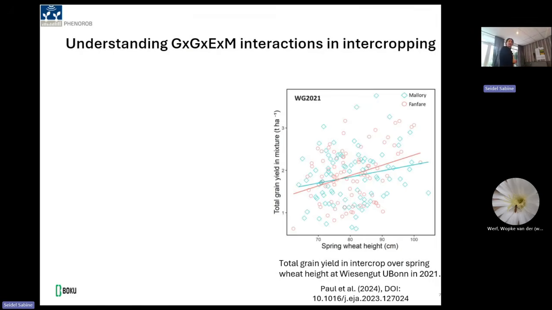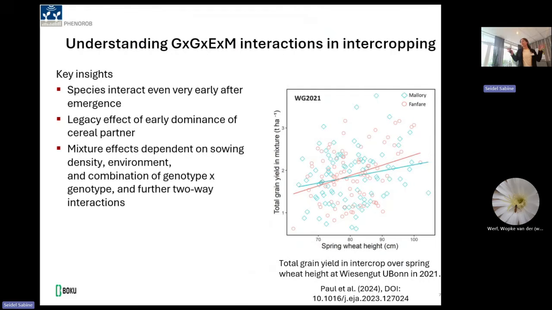And so what are the key insights? As I said, I cannot go into detail. I will tell you the key insights, and you can look them up later or ask me later. What is very important, which I didn't believe for a long time, and now I really have to say it's like that: the species interact at a very early stage, even very shortly after emergence. And this has also been shown by Thomas Döring in other publications and other experiments. So very early, they already interact, and then you have a very strong legacy effect. For instance, a very early cereal that is very strong at the beginning, very dominating, keeps on dominating, generally said, of course.